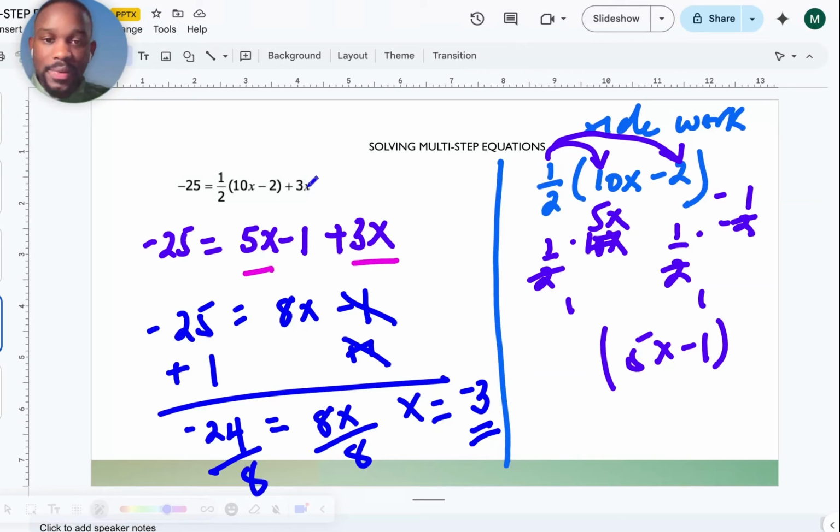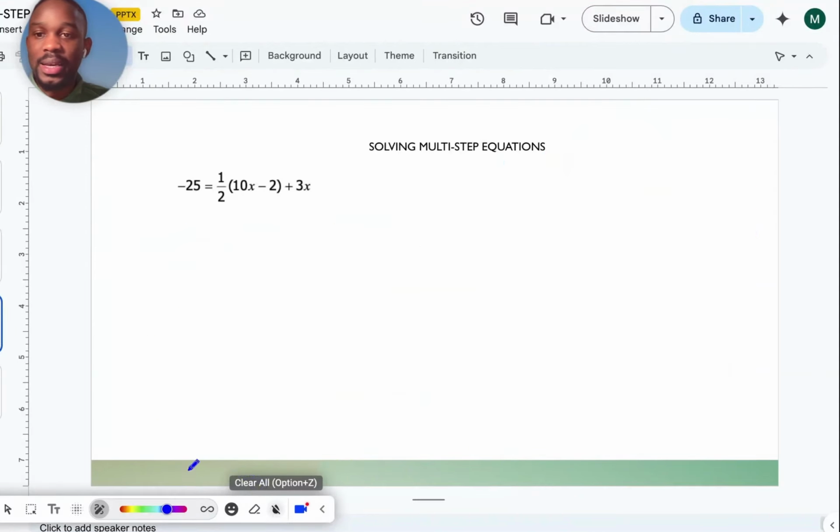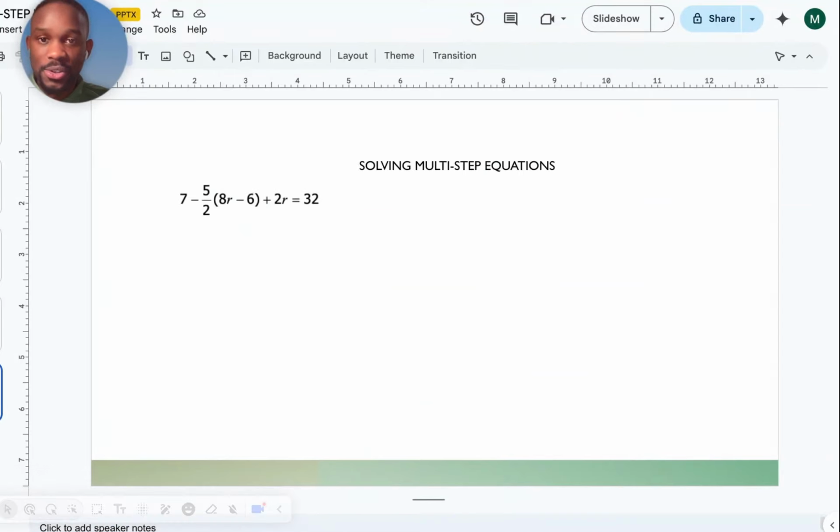All right, so please feel free to pause the video and try out these problems by yourself, or write down whatever you want to write down. And then lastly, let's look at the last example of dealing with multi-step equations.